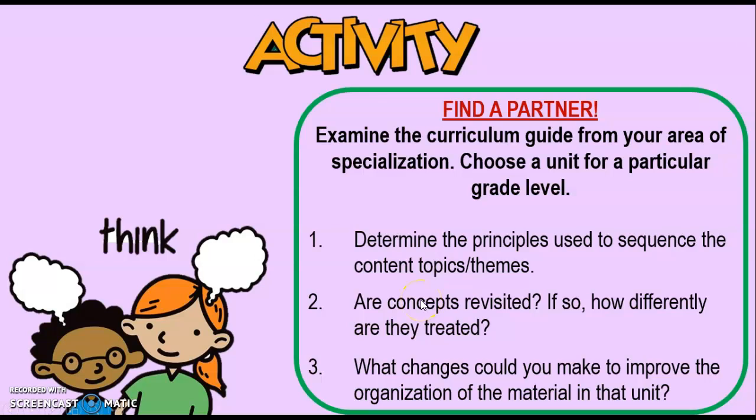Now, class, you are going to find a partner, any partner in class, and you are going to examine the curriculum guide from your area of specialization. I want you to look particularly at how the principles are sequenced. I want you to look at the concept of spiraling. If you see that concepts are revisited, I want you to explain briefly how differently they are treated. Do you see any level of complexity as they are revisited? I want you also to look at how improvements can be made in terms of organizing the content to enable learning.